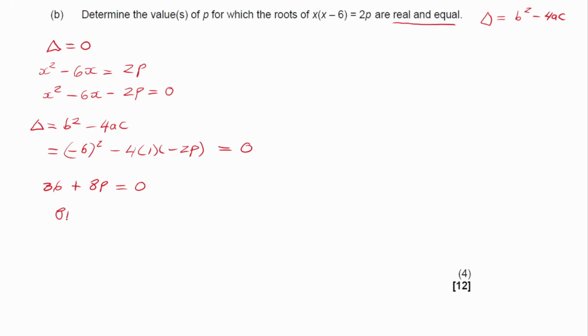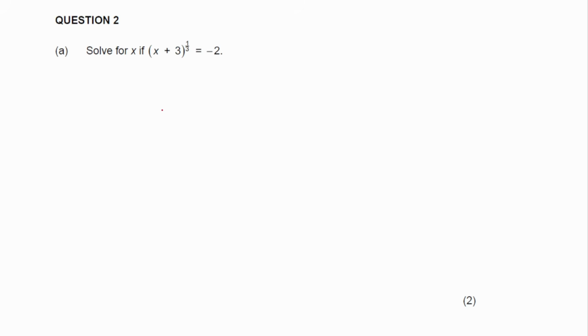And what we'll find is 8p, excuse me, my voice, is equal to negative 36. So p is equal to negative 36 over 8, which is equal to negative 4.5. In the next question, we have to solve for x if (x plus 3) all to the power of 1 over 3 is equal to negative 2. So we have this.